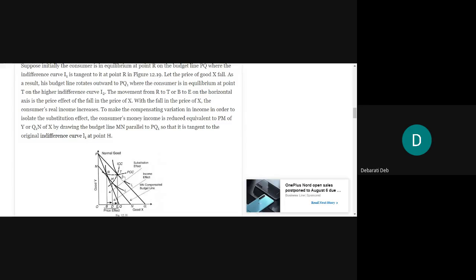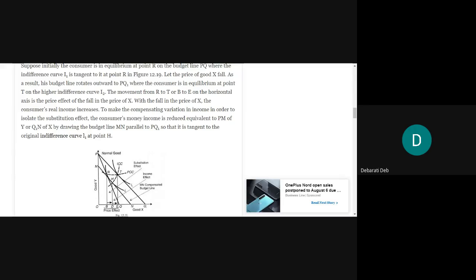Now this shift that is happening from the point R to the point T. The point is moving from R to the point T. This movement or this shift is called the substitution effect. Okay, this shift is called the substitution effect.